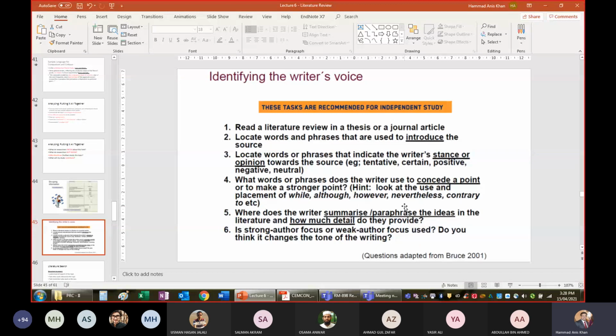Where does the writer summarize and paraphrase the ideas in the literature? How much detail do they provide? Is the author strongly focused on some point, or just highlighting it at a superficial level, touching it and then leaving it? From this way of identifying the writer's voice, you can understand how deeply he will go into a certain topic and what topics he will just touch and leave. Okay.